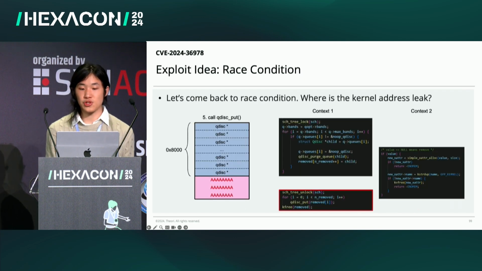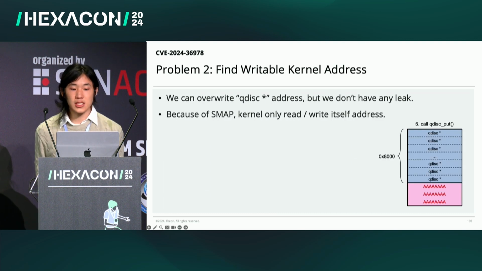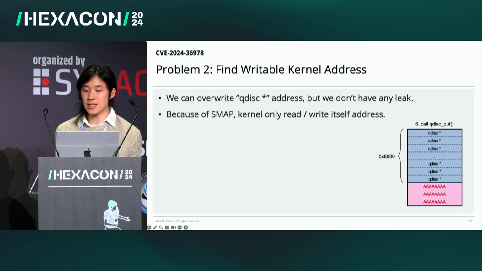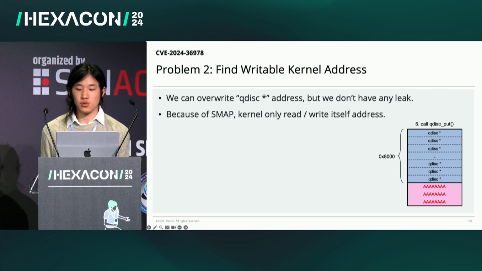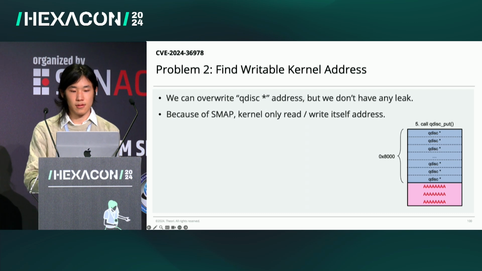Let's come back to the race condition. Where is the kernel address leak? We can overwrite the Qdisc pointer, but we don't have any kernel address leak, right? Because of SMAP, the kernel can only read and write its own addresses. So if you write a userland address to the Qdisc pointer, the kernel will panic.